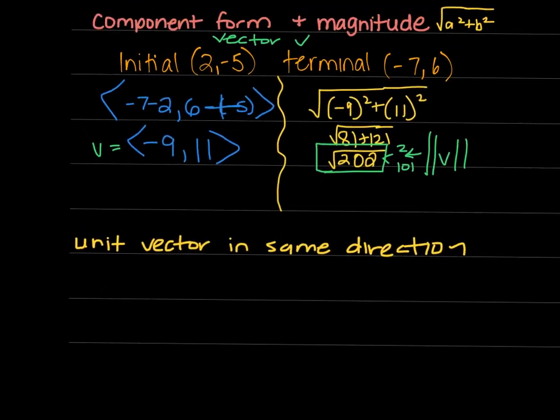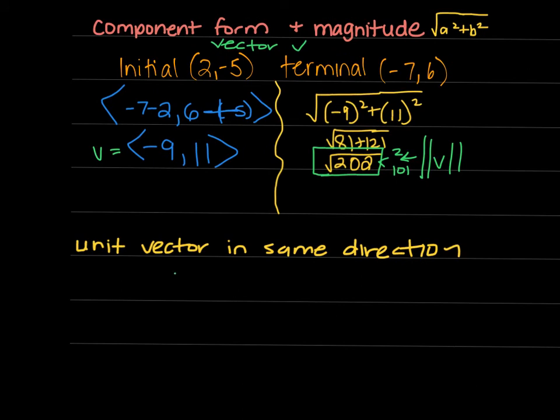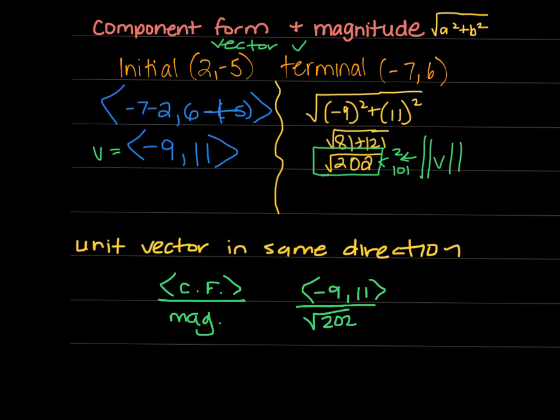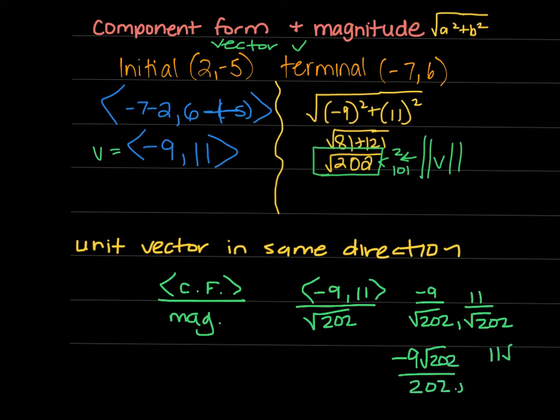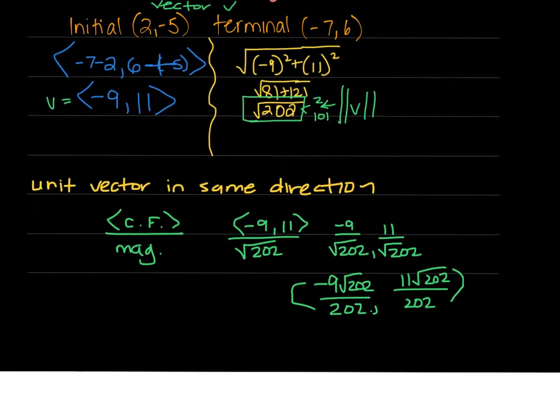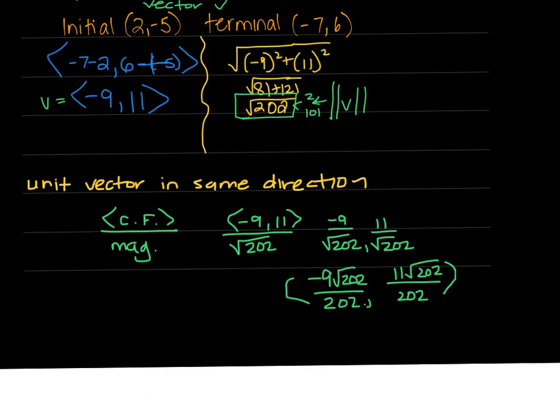The unit vector in the same direction is where you put the component form over the magnitude of that same vector and then simplify it. So if we use what we just did, I would get -9, 11 over the square root of 202. And then I would break that up. So it's -9 over root 202 and 11 over root 202. And then rationalize. So -9 root 202 over 202, and then 11 root 202 over 202. So that would be a unit vector in the same direction as our initial vector.